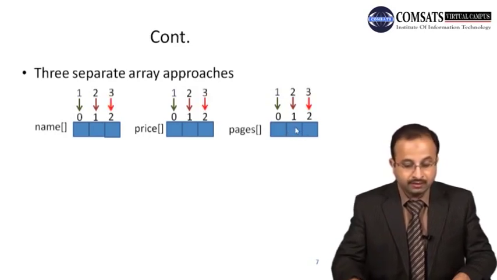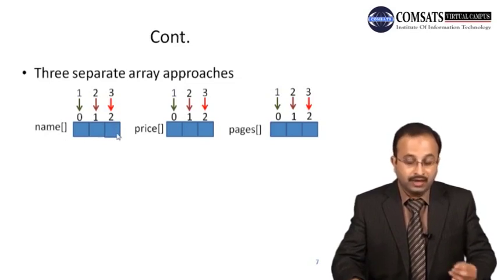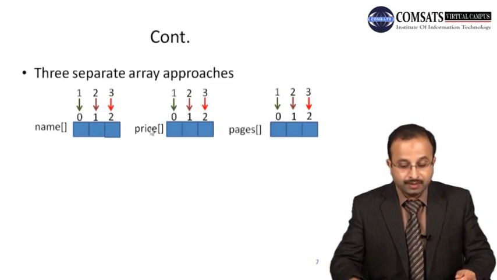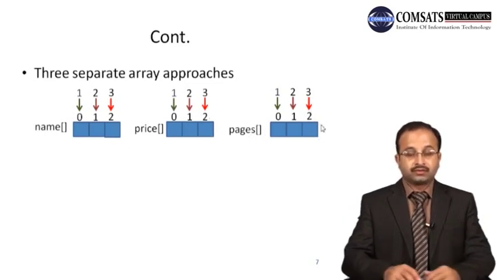इसी तरह से थर्ड बुक का रिकॉर्ड, नेम अरे के सेकंड इंडेक्स पे थर्ड बुक का नेम होगा, एक अल्फाबेट लेट से. इसी तरह से प्राइसेस के सेकंड इंडेक्स पे थर्ड बुक की प्राइस होगी, और पेजेस अरे के सेकंड इंडेक्स पे थर्ड बुक के नंबर ऑफ पेजेस होंगे.